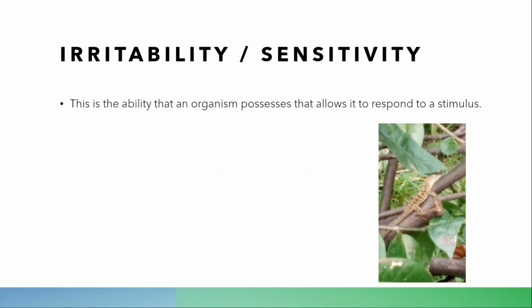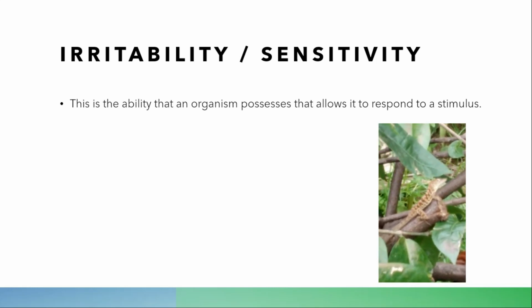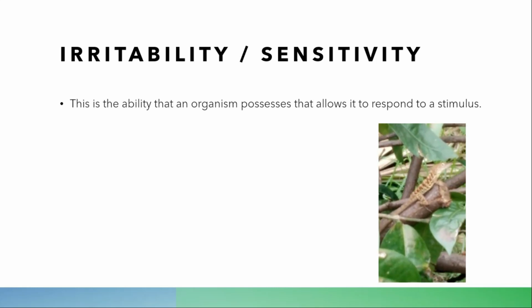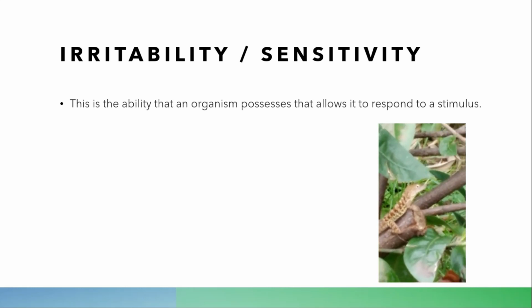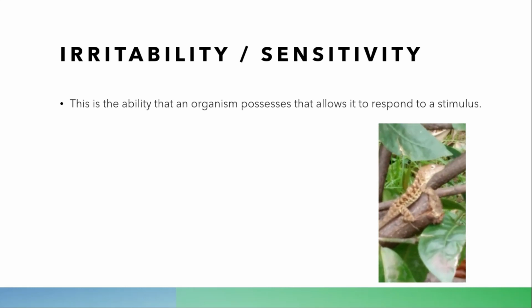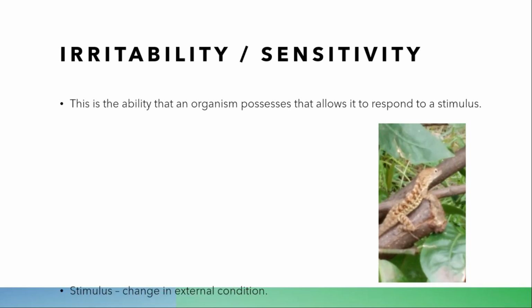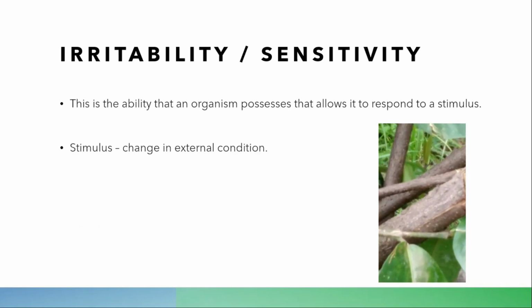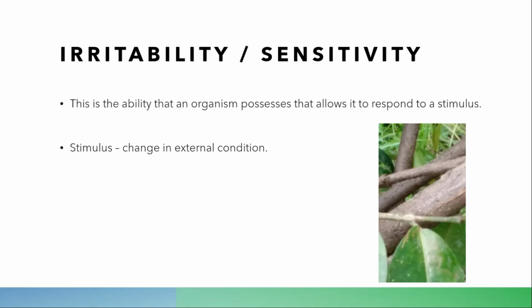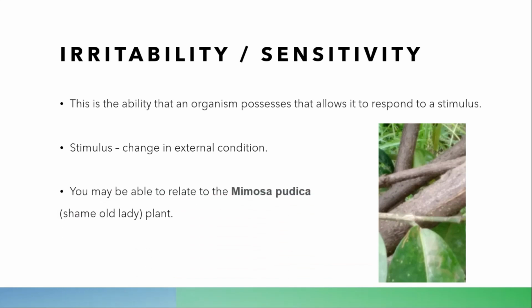Alright, so irritability / sensitivity. This is the ability that an organism possesses that will allow it to respond to a stimulus. Now a stimulus is a change in external condition, or it's a change in the environment. That's what a stimulus is. You could pretty much have a stimulus on the inside, but in this case we're looking at the stimulus as to the fact that I was within his space, so he moved away in order to protect himself.